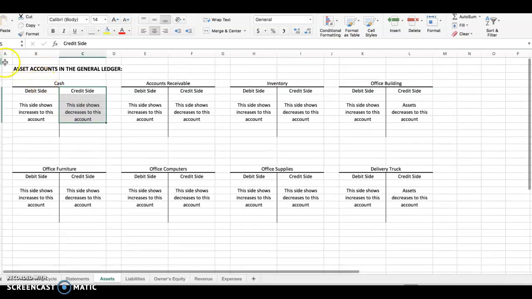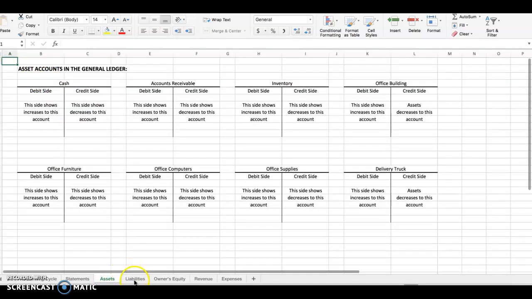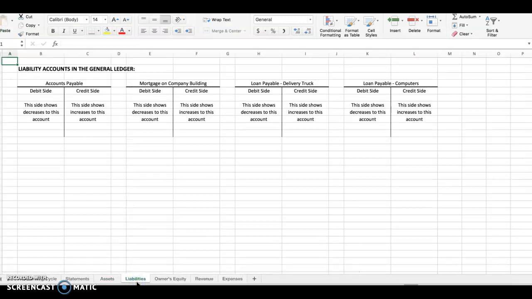Now, to further complicate things, let's go to another tab at the bottom. These are all the liability accounts from this business. And again, these are things that we owe, taken from the balance sheet. So again, you see at the top, debit and credit. That never changes. That's the easy part. Debit always means left, no matter what kind of account you're talking about. Credit always means right, no matter what kind of account you're looking at.